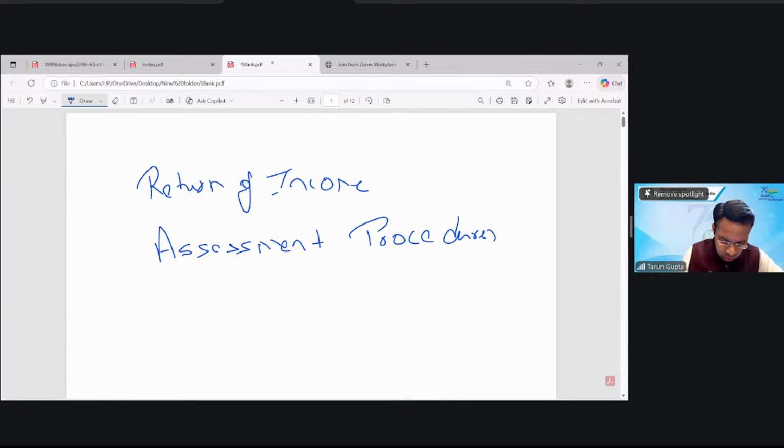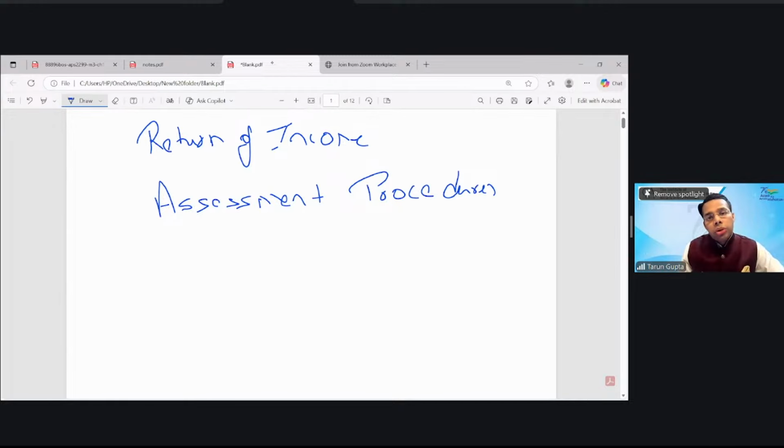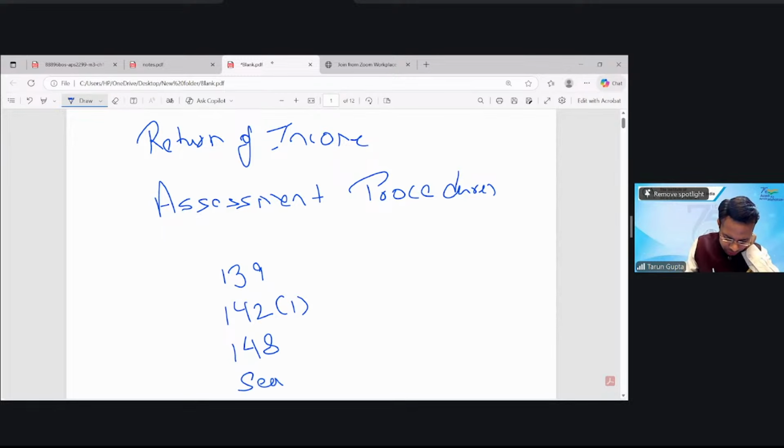If I ask you in which sections you can file return of income, there are exhaustively only 4 sections which allow you to furnish return of income. One is 139, where you furnish return of income. Then 142(1), where the AO issues notice asking the assessee to furnish return of income. Then 148, and lastly, in case of search. We have studied all these 3. The 4th one we will do today.